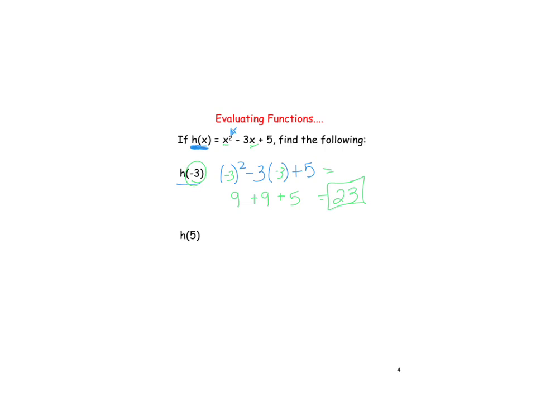Now we have h of 5. Again, I'm plugging it in both spots. I have to plug it in 2 times because I have 2 unknown variables now. So again, you would put this in your calculator. Again, I'm going to do it the old-fashioned way in my head. 25 minus 15 plus 5 is 15.